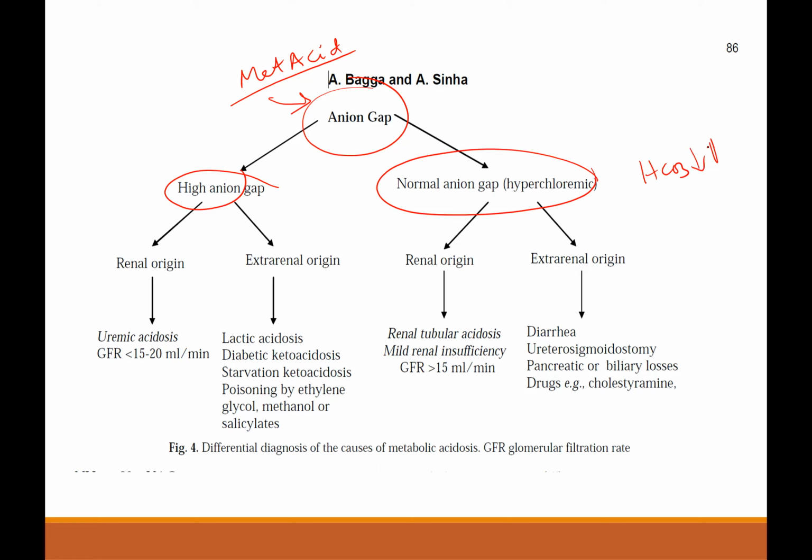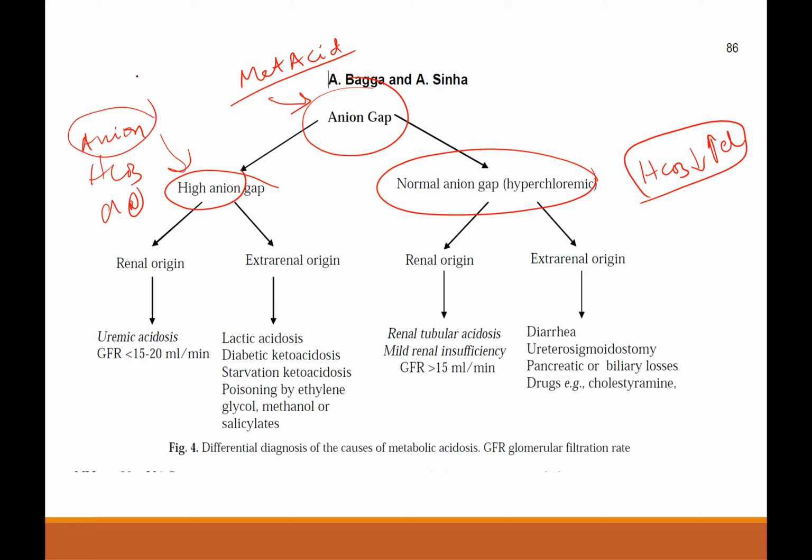So naturally to compensate, chloride has to go up. That is why it is hyperchloremic or non-anion gap acidosis. In this case, bicarbonate is decreased, chloride is normal. There is another anion which has come, like salicylate or keto acid or something, and that is why the anion gap has widened.